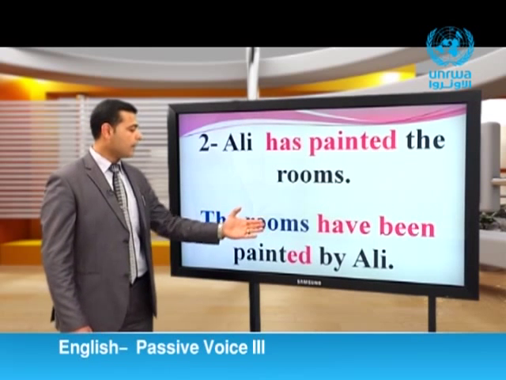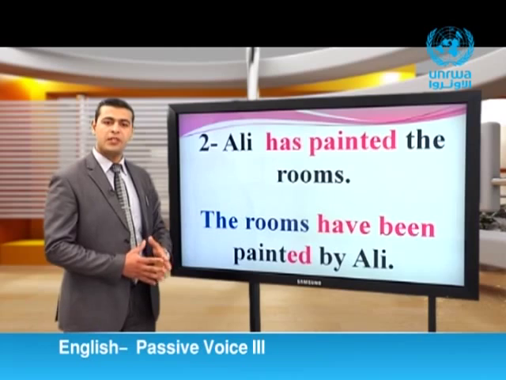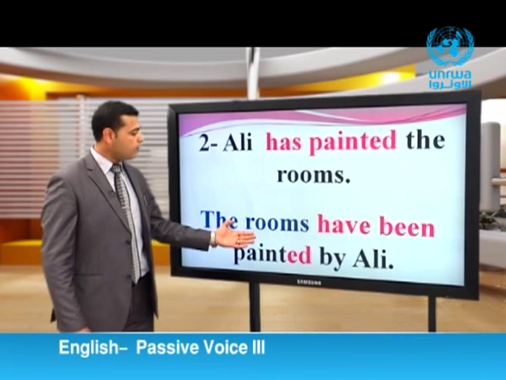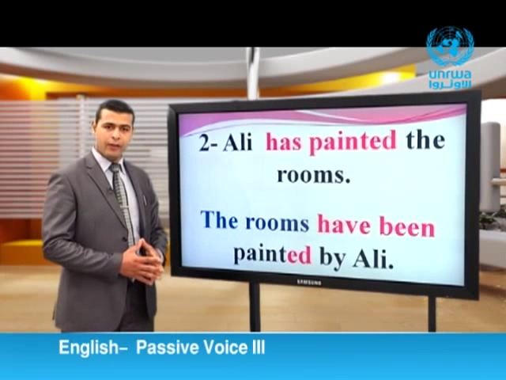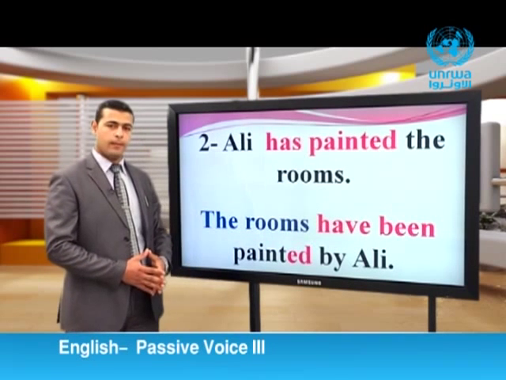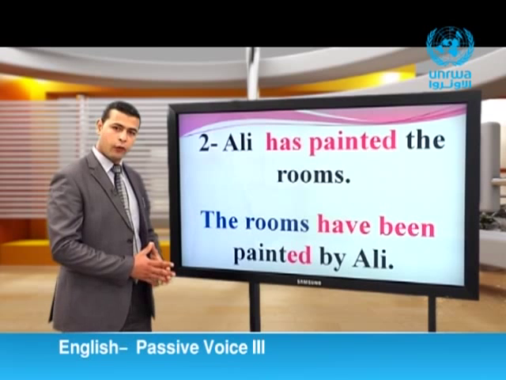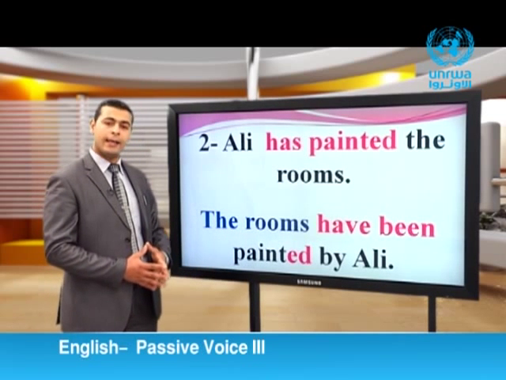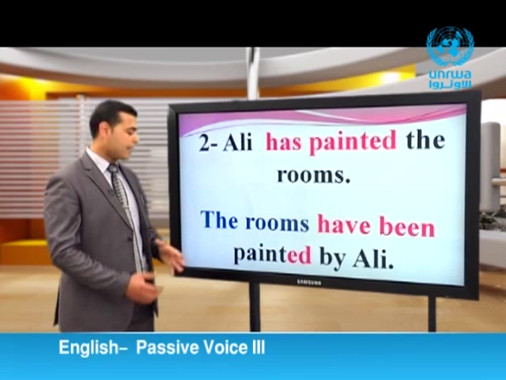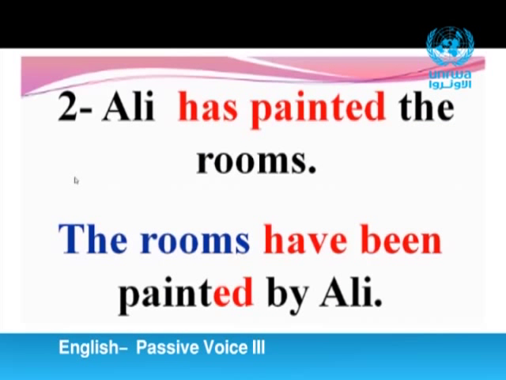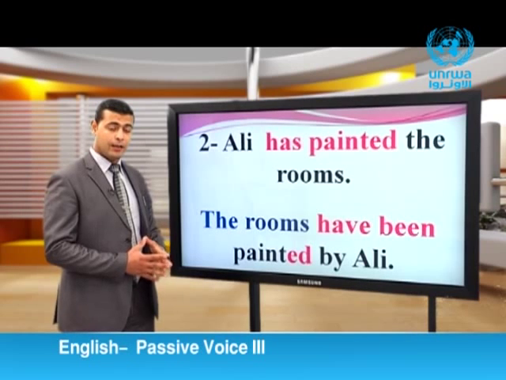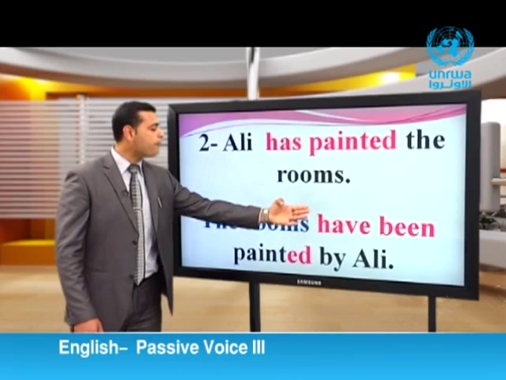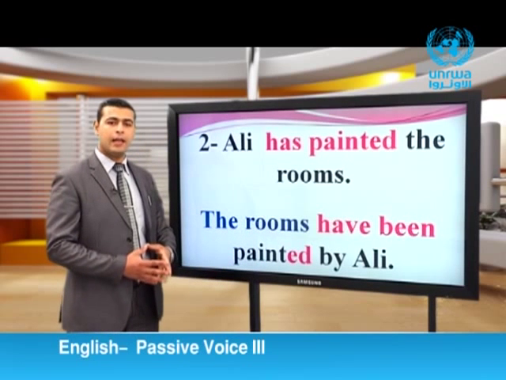The rooms have. Why have? Because the subject is plural. The rooms have. After have, we should use been. The rooms have been. After been, of course, the past participle of the main verb, which is painted, by Ali. Let's read the sentence again. The rooms have been painted by Ali.